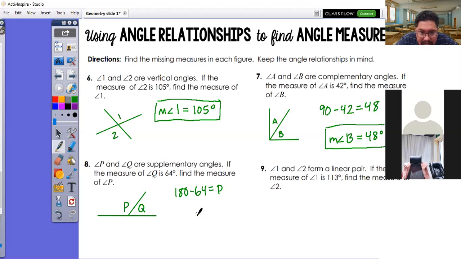So in this case, we got 116. So P, actually, I think we're ready to write our answer out. So I'm going to say the measure of angle P is 116.